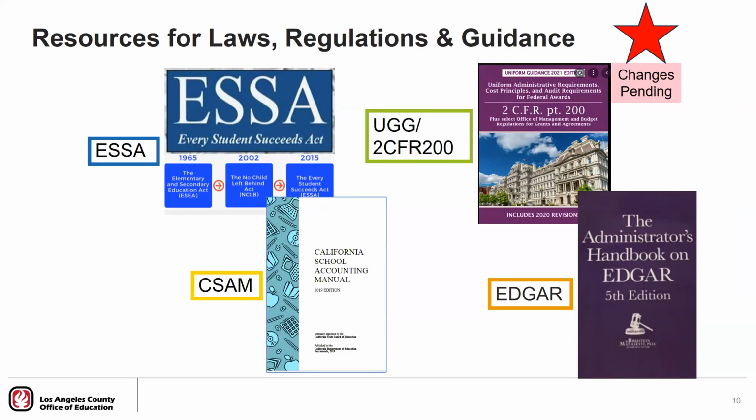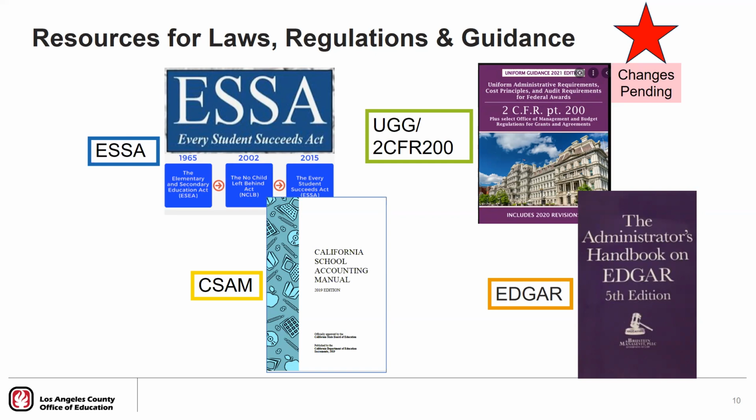These are some of the documents we will be referencing today. ESSA, which is the current authorization of the Elementary and Secondary Education Act. This is the legal basis for the federal programs. This is also known as the statute.